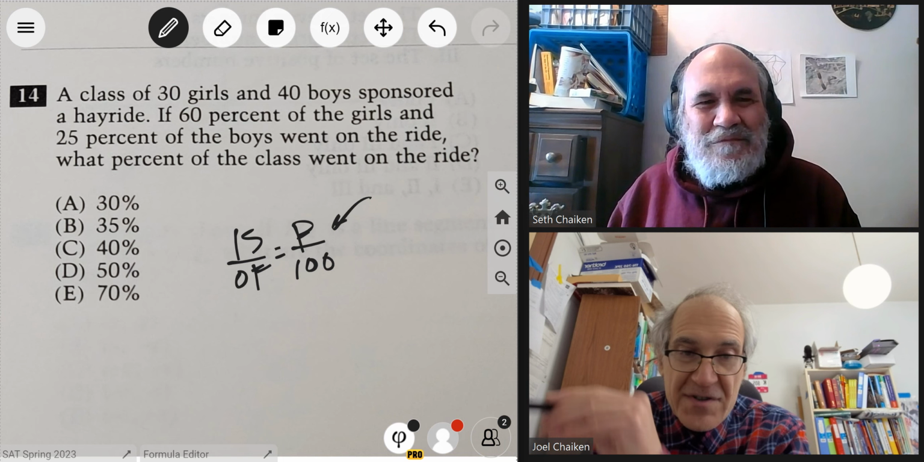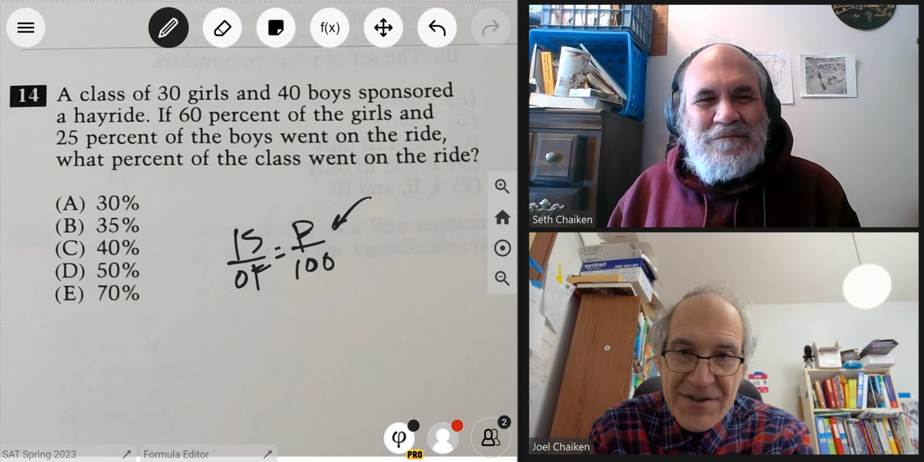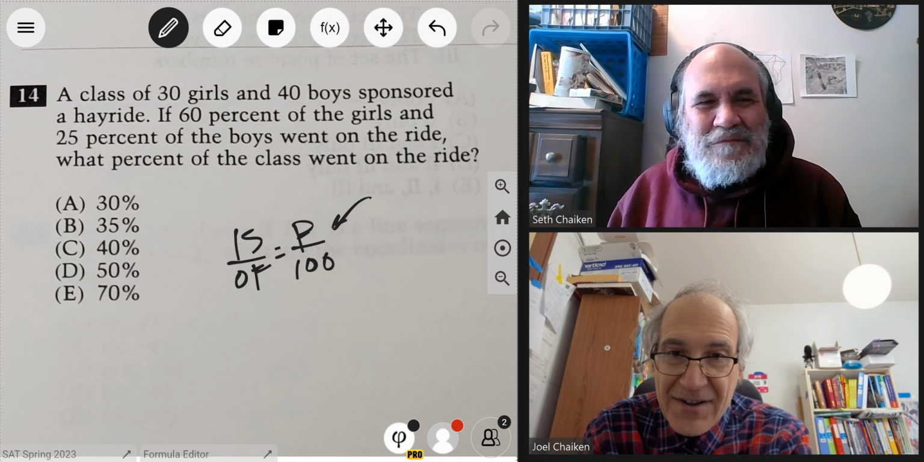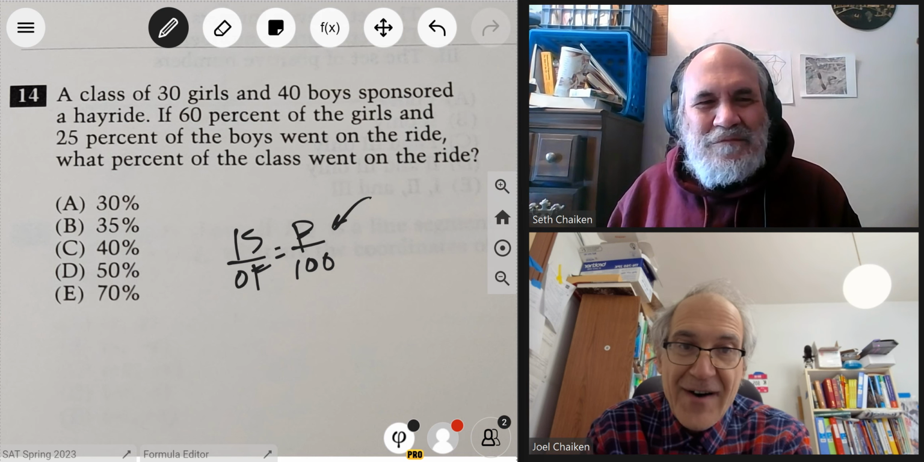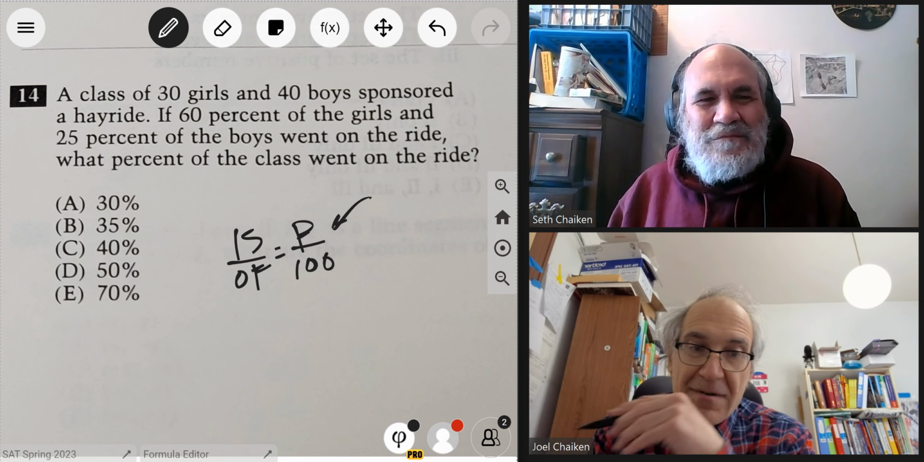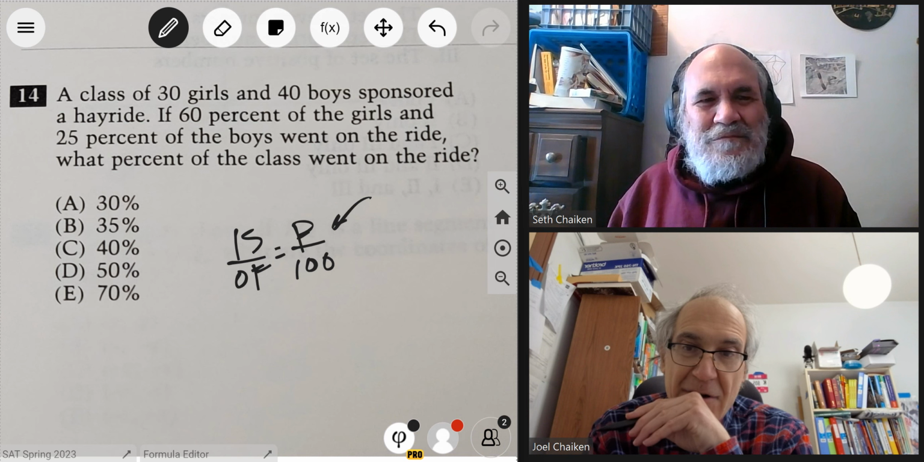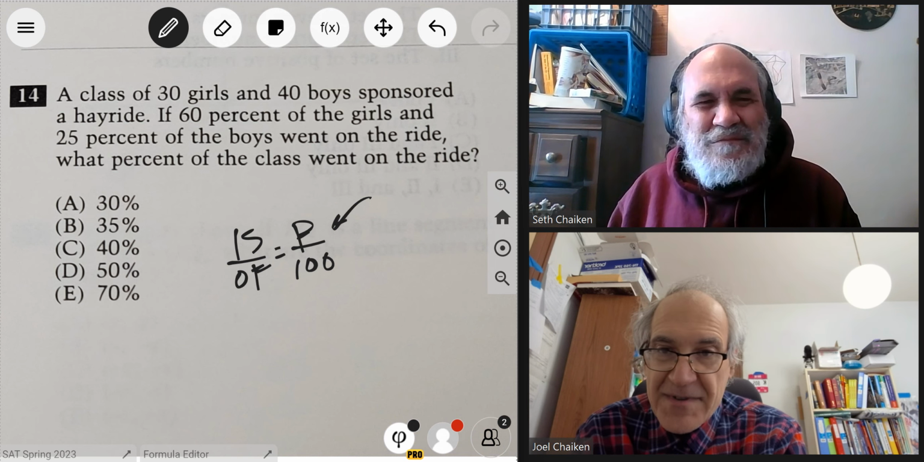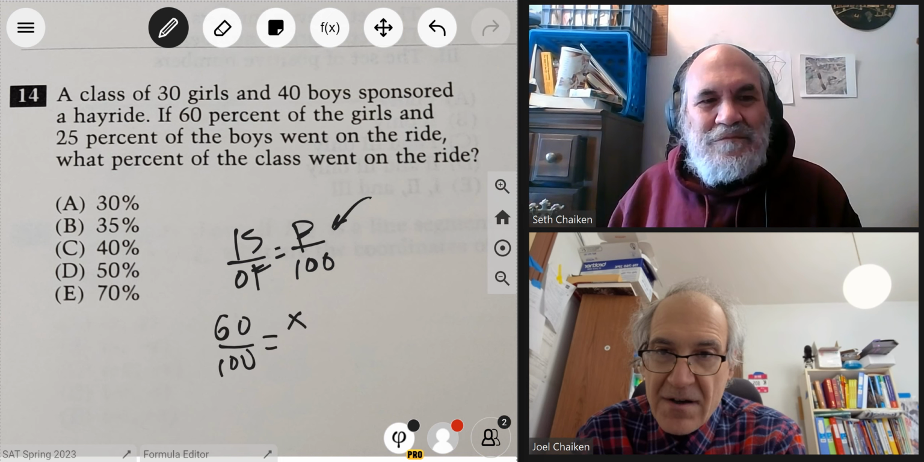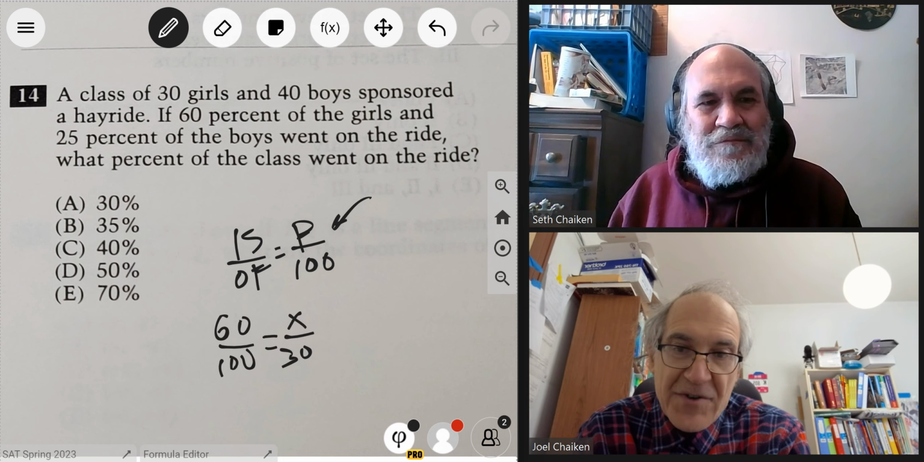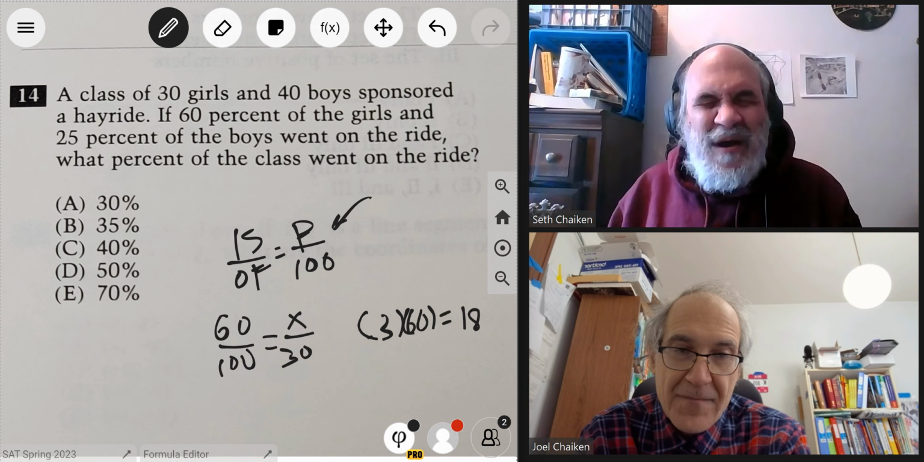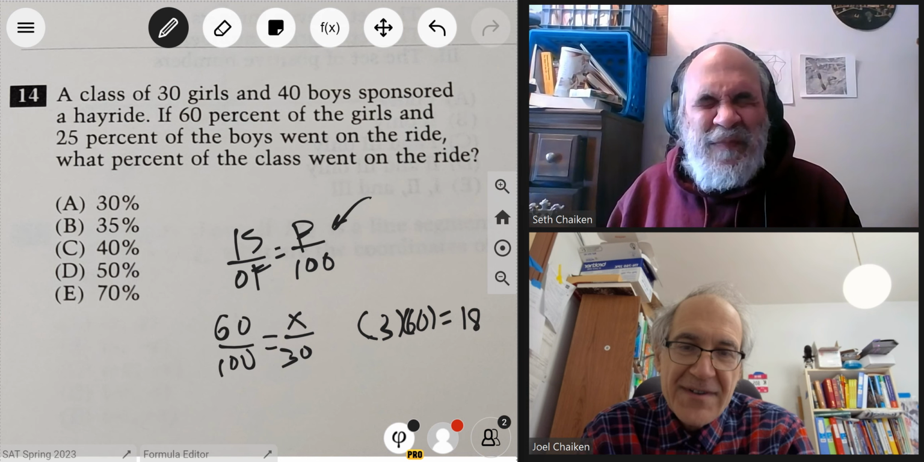But you have to be a little smarter here because it's not just a simple question. You have to add the girls and the boys, and then you have to know how to get the percentage of a number. So let me start. 60% of the girls. So 60 over 100 is how many girls over 30? Most people would just do 0.3 times 60, which is 18. That's the way I would do it. Of course, that's how most people do it.